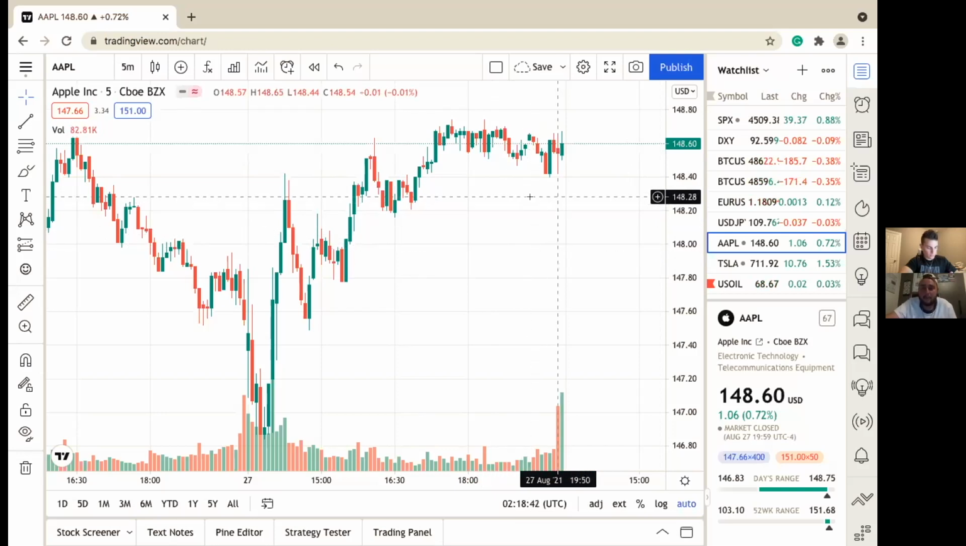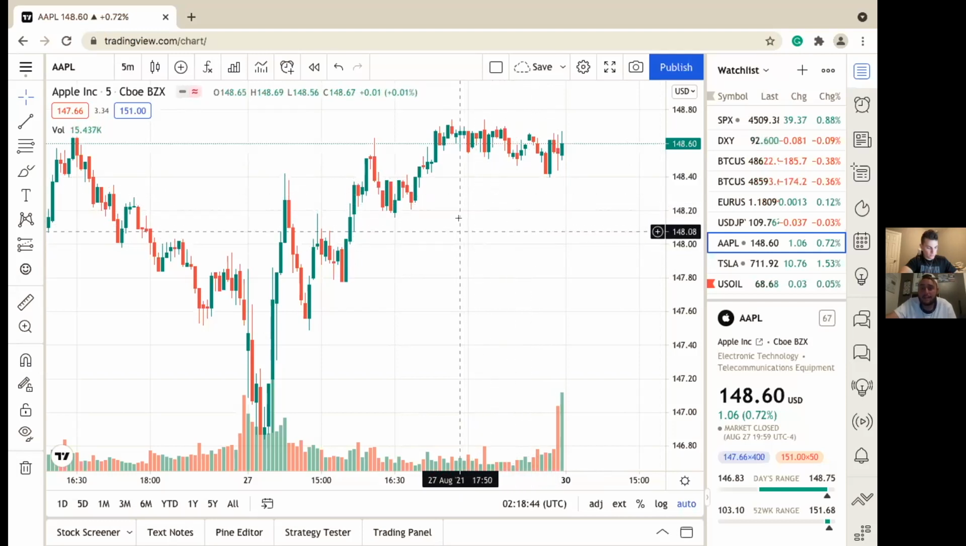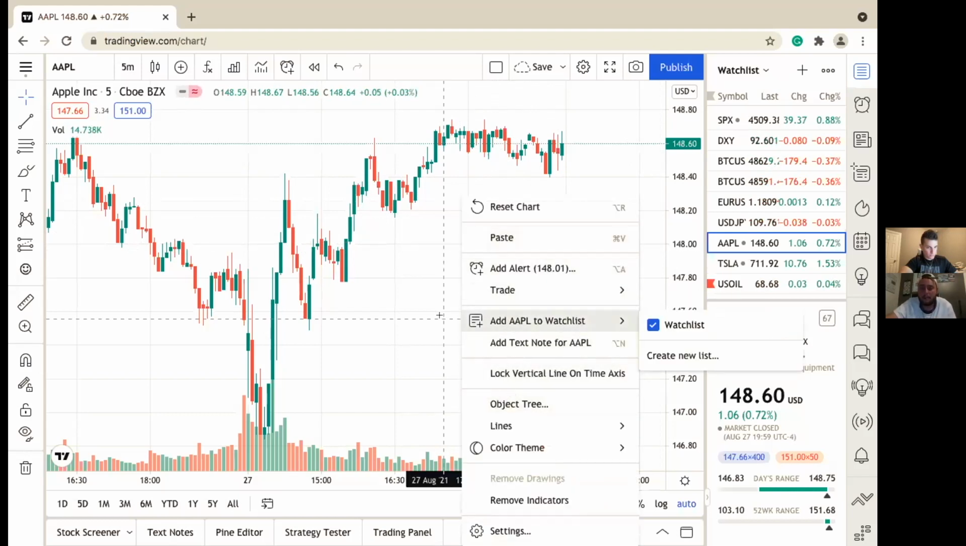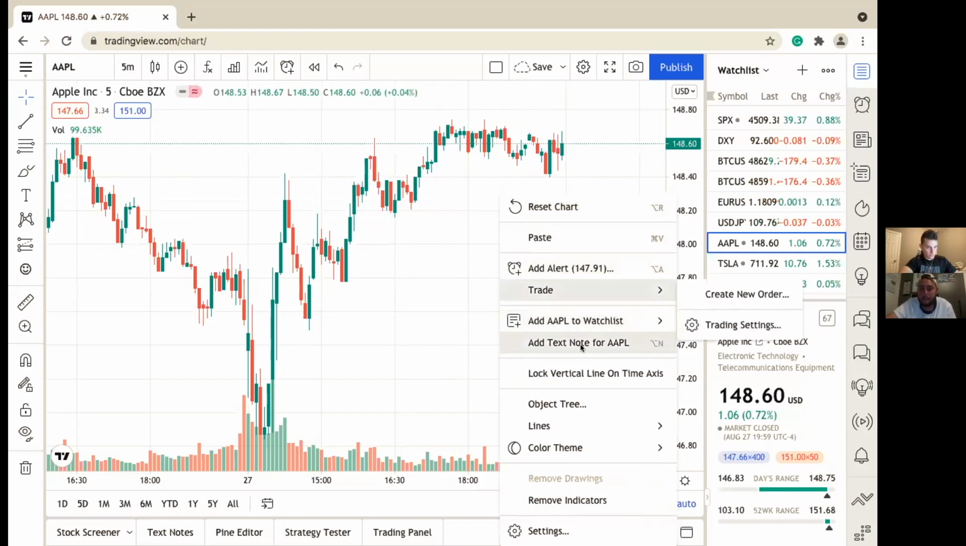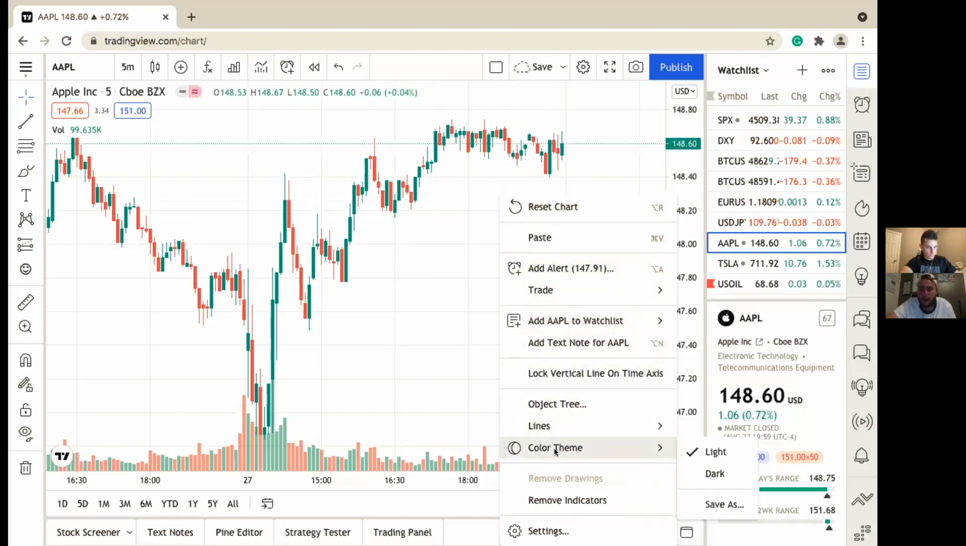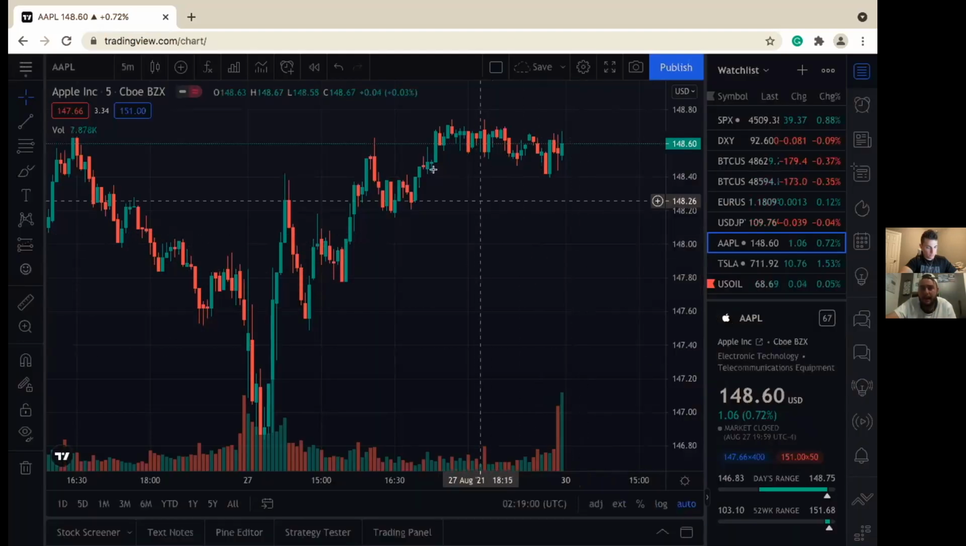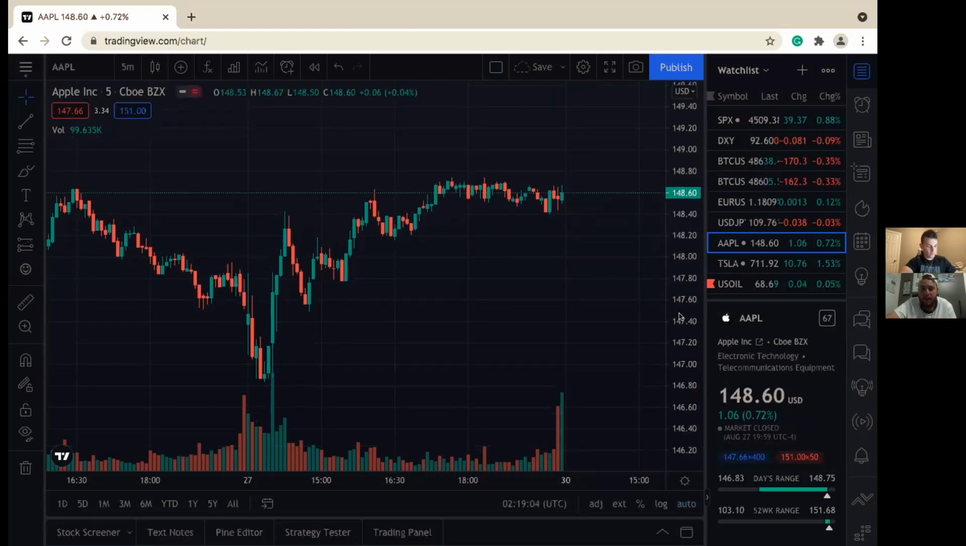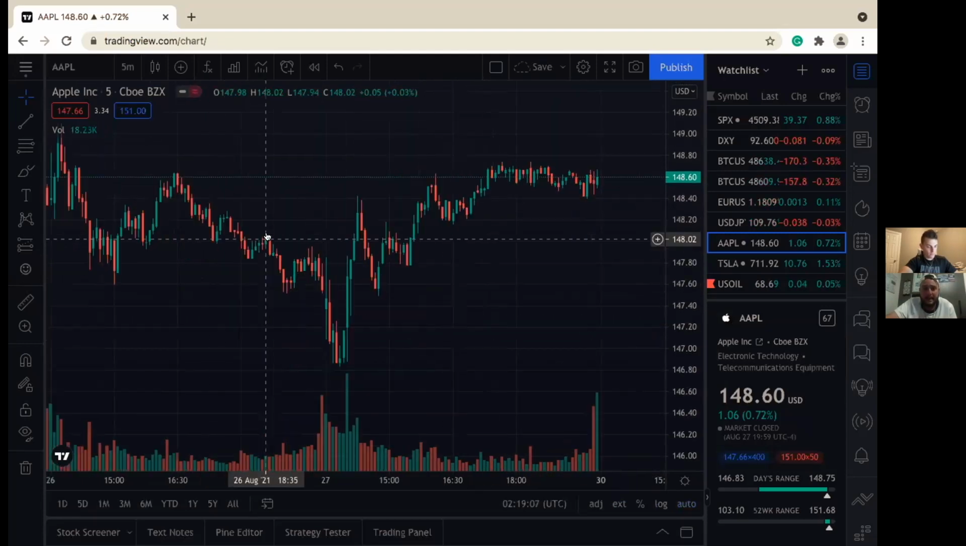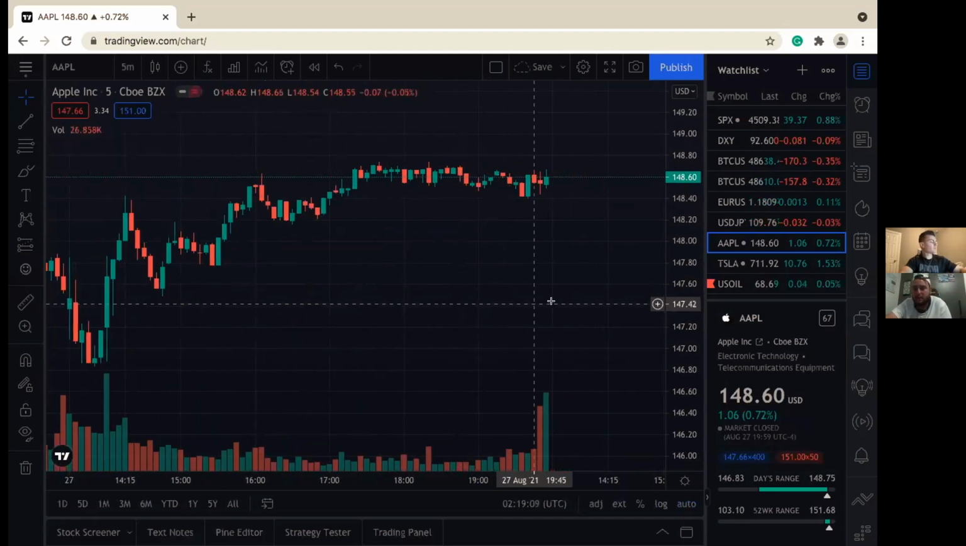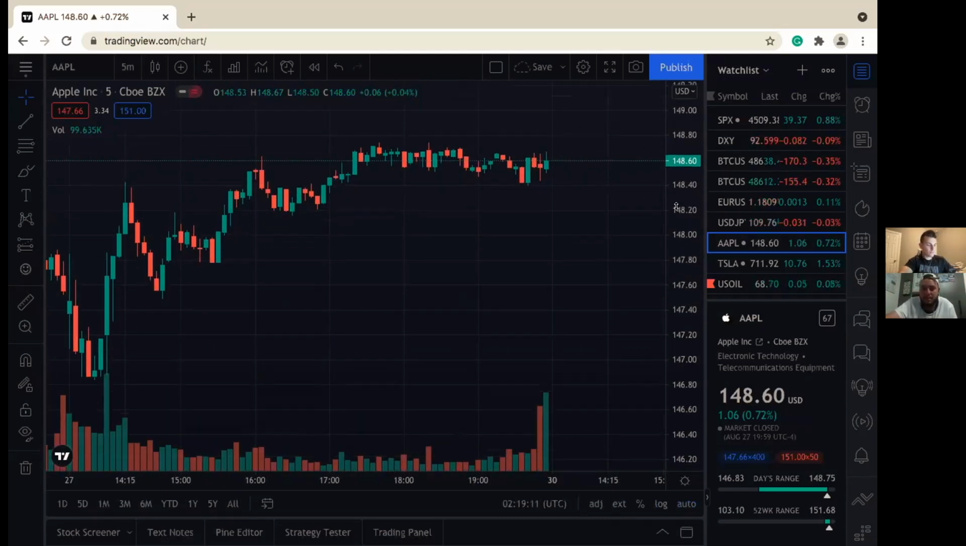Okay. So first, if you guys want to leave it in white, you guys can leave it like this. Myself, I prefer the dark theme. You guys can click with your right mouse, go to color theme, and then change it to dark. I prefer dark. I think I see it better, to be honest. Whenever it's a dark background, I can see better.